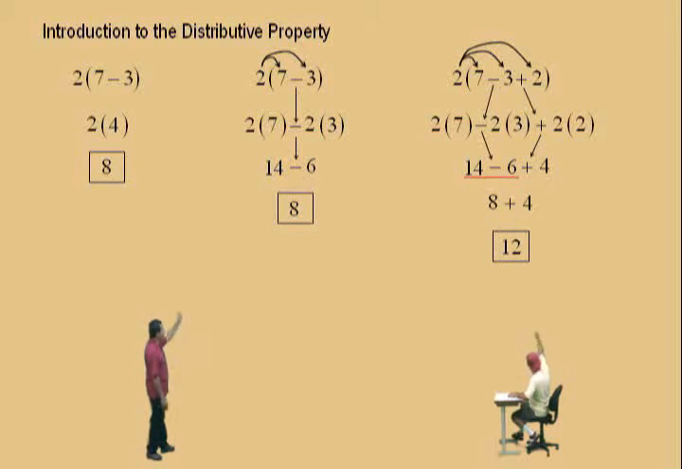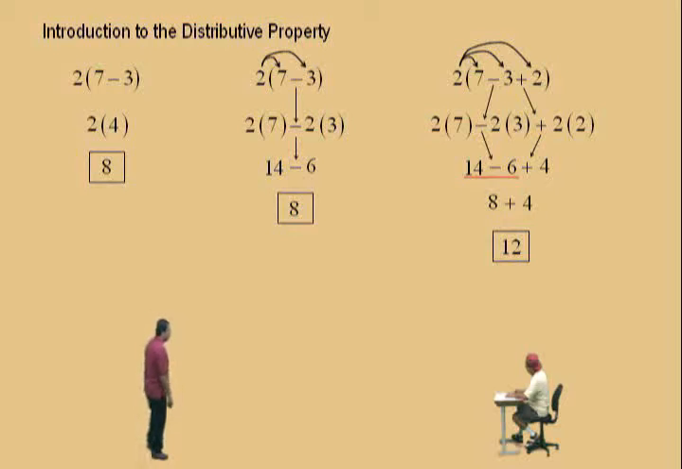Yes. Now, the answer could have been gotten by first doing the operations in the parentheses. 7 subtract 3 is 4, and 4 plus 2 is 6, and 2 times 6 is 12. Yes, that would be faster. But we're trying to demonstrate the distributive property, how it can be used.